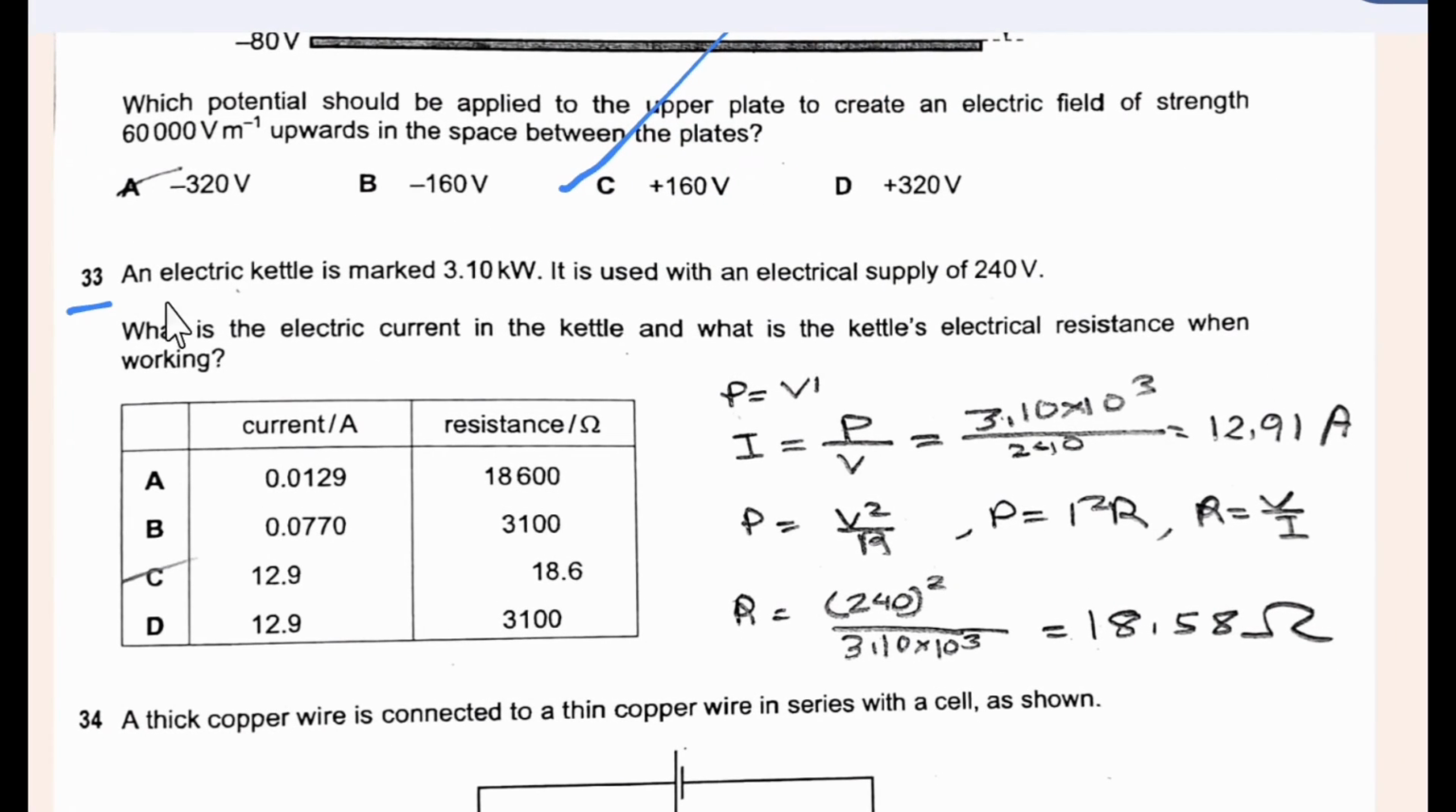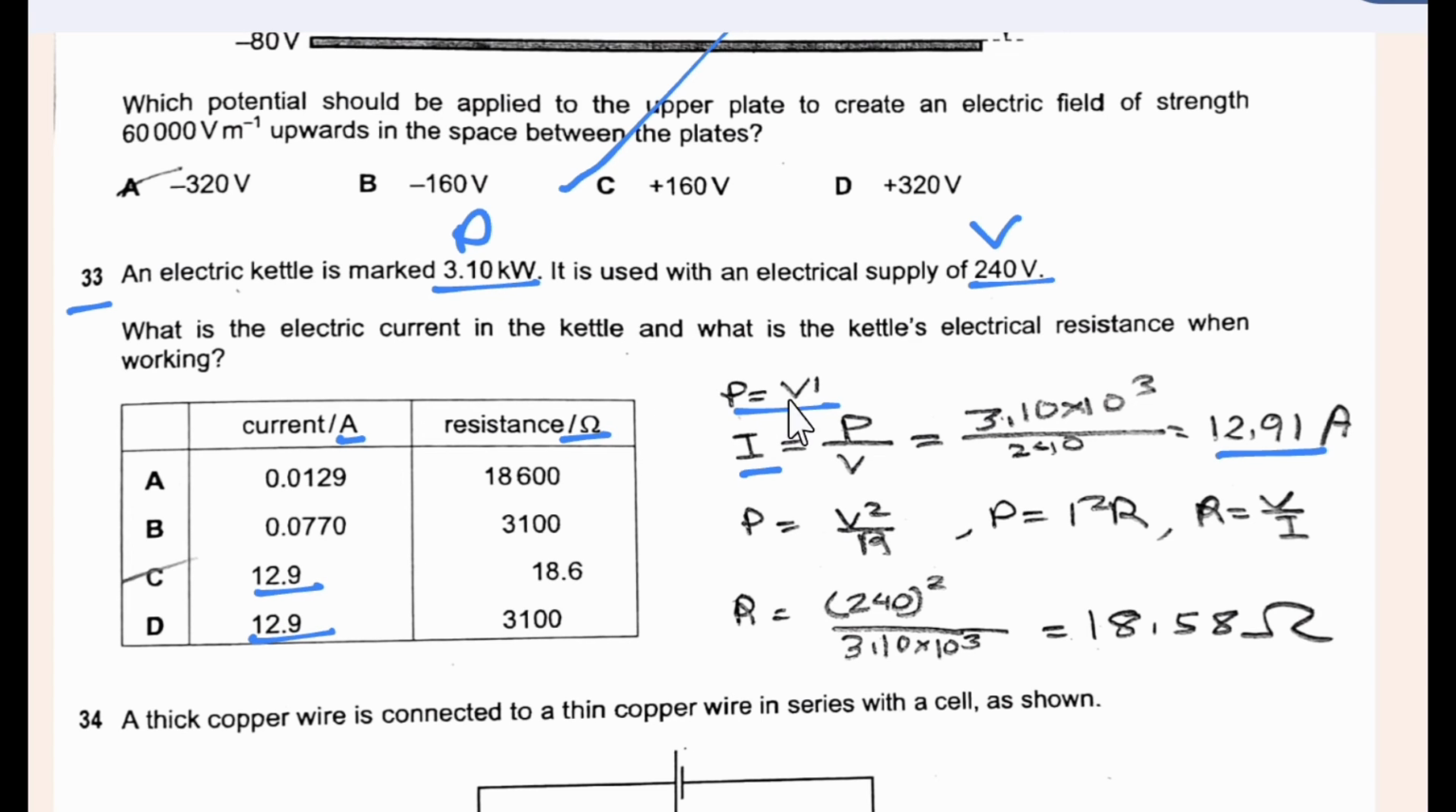Then question number 33, we need to find the value of current and resistance. We are given the power and the voltage. We know that power is equal to VI, so I would be power by voltage, sorry, this would be voltage. So power by voltage is 12.91, that is 12.9.